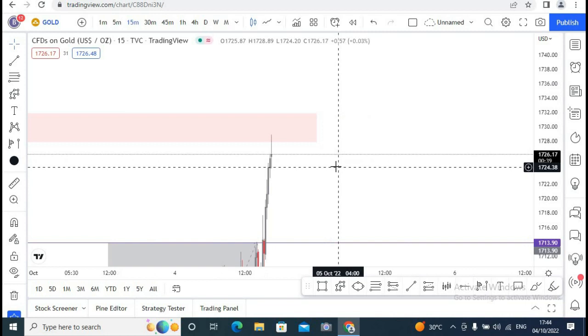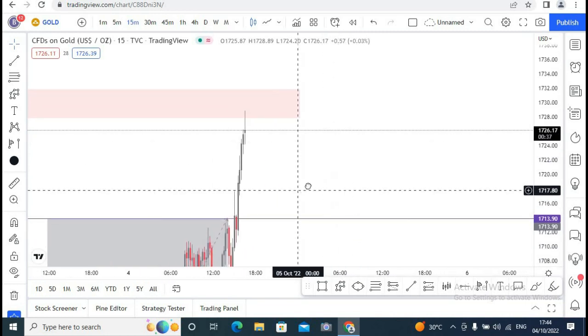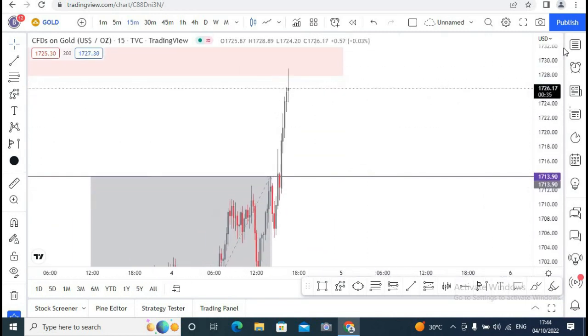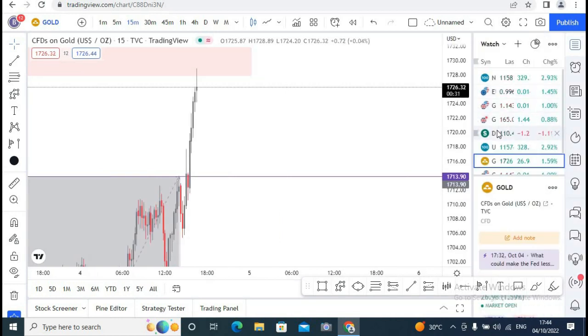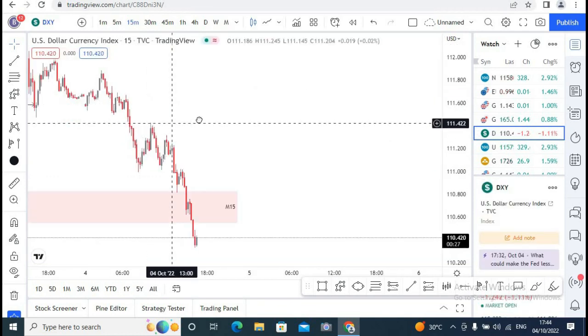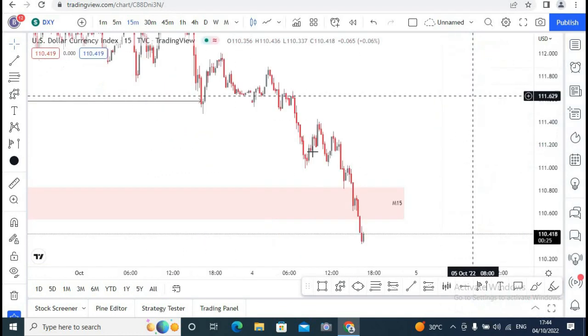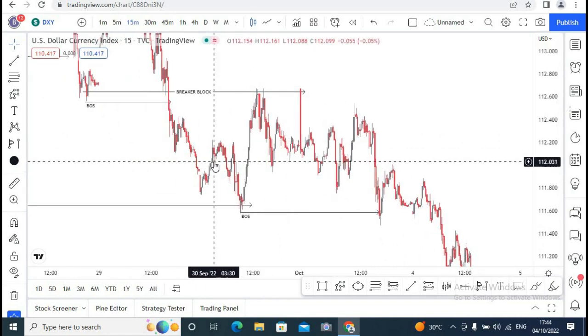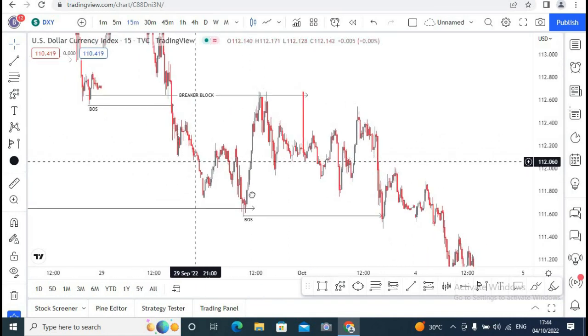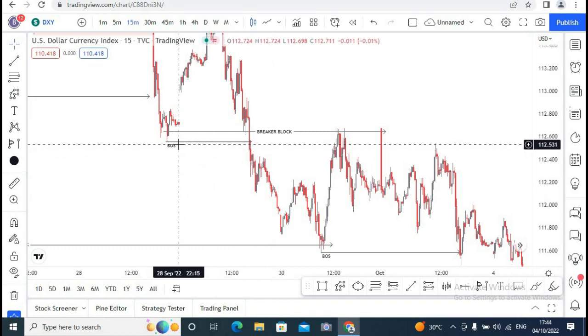But what I want you guys to understand, whenever you take trades, right, you have to make sure your trade is going according to what DXY is doing, right? So now let's go to DXY. So now this is my DXY, and I'm gonna show you why we're looking for a breaker block on gold, right? As you can see, this is our break of structure.